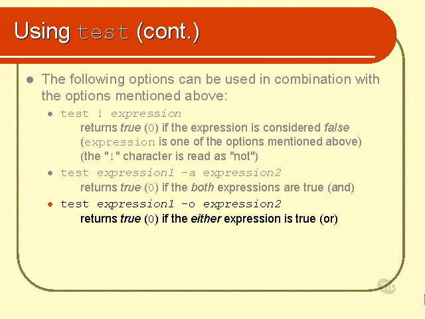Similarly, there is a -o option. The -o is short for or, and you can read that as saying test will return true if expression 1 is true or expression 2 is true. In other words, if either one is true.